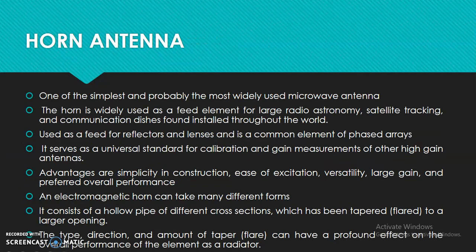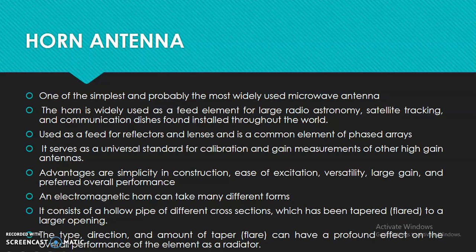Another type of antenna for discussion today is the horn antenna, one of the simplest and probably the most widely used microwave antenna. The horn is widely used as feed element for large radio astronomy, satellite tracking and communication dishes found installed throughout the world. So horn antenna is one of the main or important types of antenna because it has got a huge number of applications. Used as a feed for reflectors and lenses, and is a common element for phased arrays.